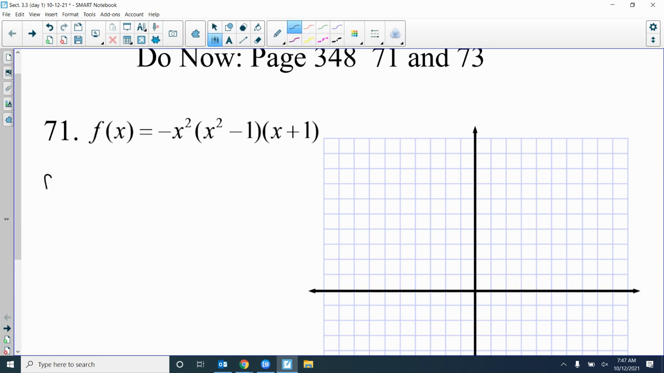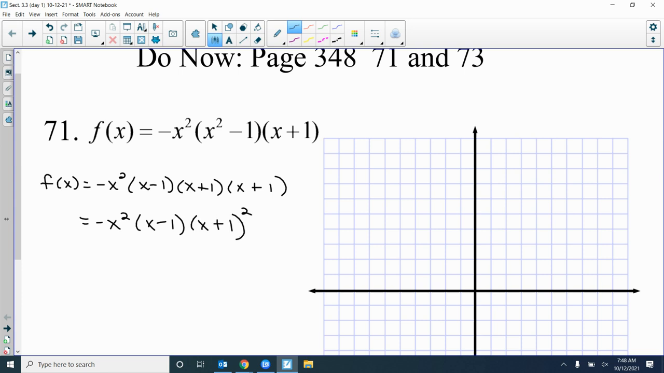So f of x equals, you got negative x squared. That can factor into x minus 1 times x plus 1, plus we got this x plus 1 here. So actually, how many x plus 1s do I have? I got 2 of them. So this can become negative x squared, x minus 1 times x plus 1 quantity squared.